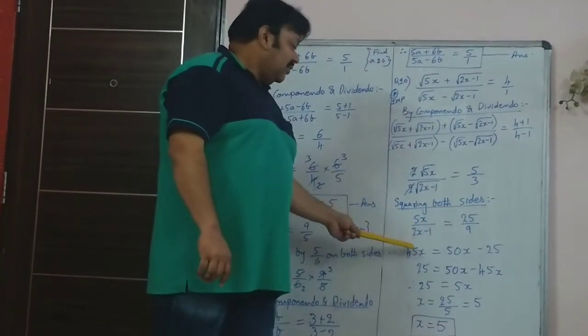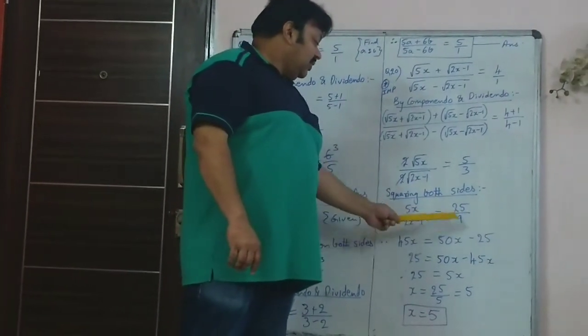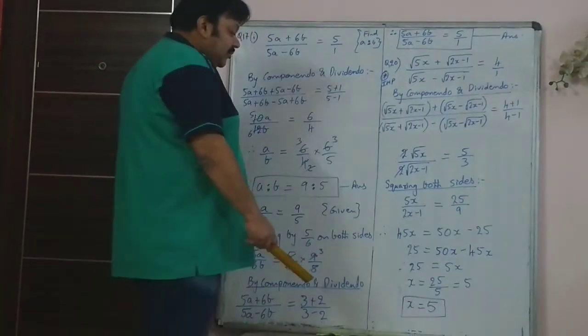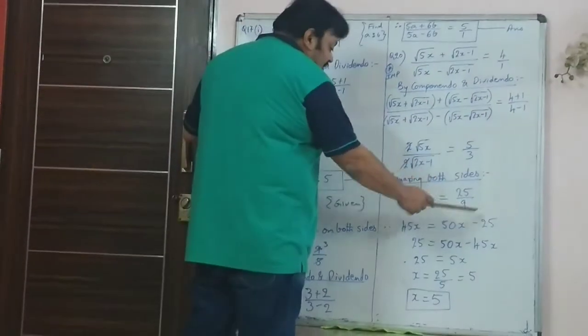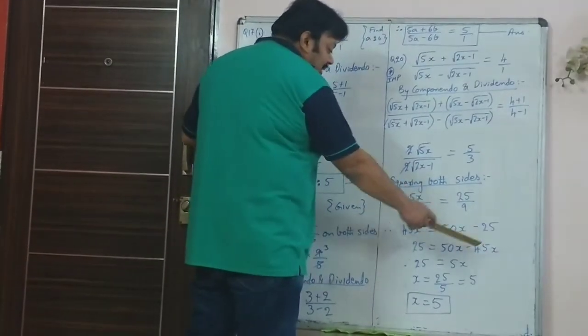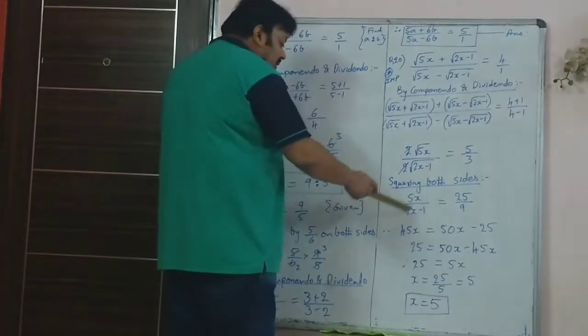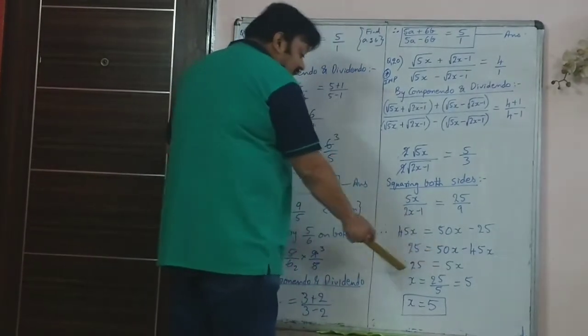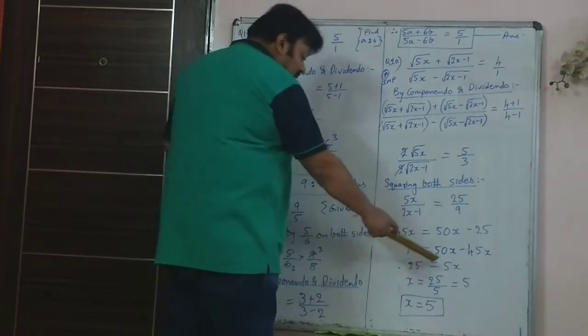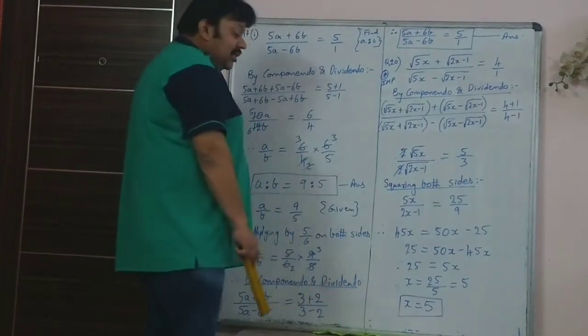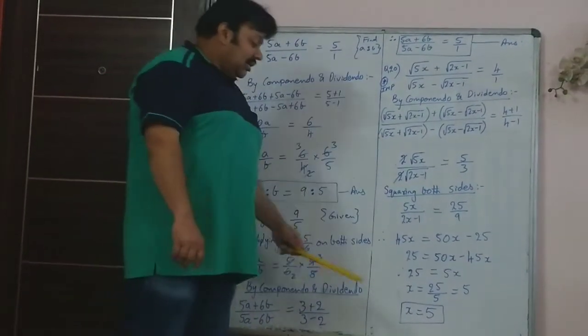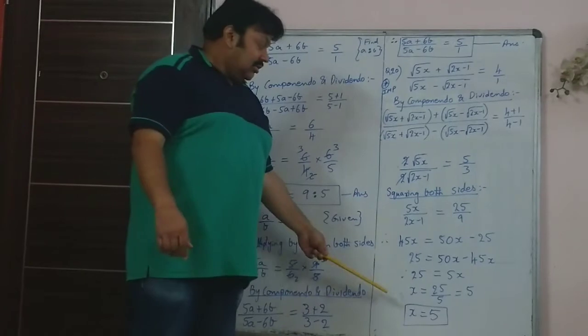So you get 45x is 50x minus 25. So for 45x shifted there, it becomes 50x minus 45x is equal to 25. So 5x is equal to 25, or x is equal to 25 by 5, that is 5. So your answer, you are asked what is x, that is 5.